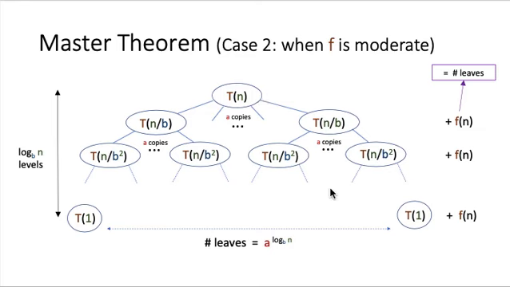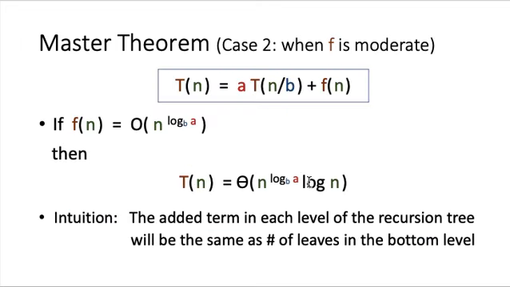So the same figure as before: the number of leaves is a to the power log n base b, but then we have f of n for each level, and each of these f of n is the same as the number of leaves. So if we add up everything, we get log n copies of the number of leaves. That's why we have log n multiplied by the number of leaves here. So this is the second case.